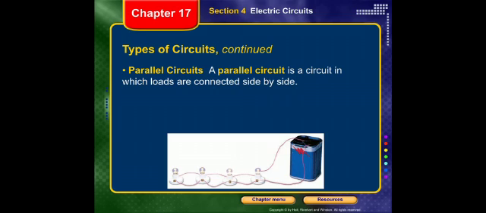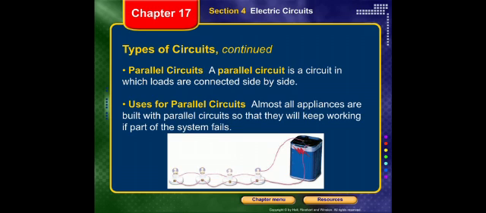For example, in our home, we connect the hair dryer and the lighting lamp to the same circuit, while we know that the hair dryer needs high current to operate, while the lighting bulb needs only less current to turn on. The uses for the parallel circuit is: almost all appliances are built with parallel circuits so they will keep working if part of the system fails.